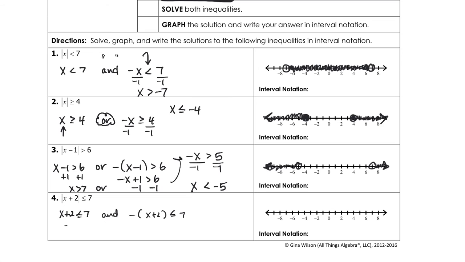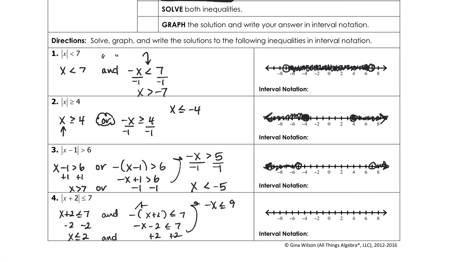So step 1, subtract 2, subtract 2. I get x is less than or equal to 2, and then I'm going to go ahead and do this one. I'll do distributive property. So negative x minus 2 is less than or equal to 7. I'm going to go ahead and add 2, add 2. This puts me at negative x is less than or equal to 9.